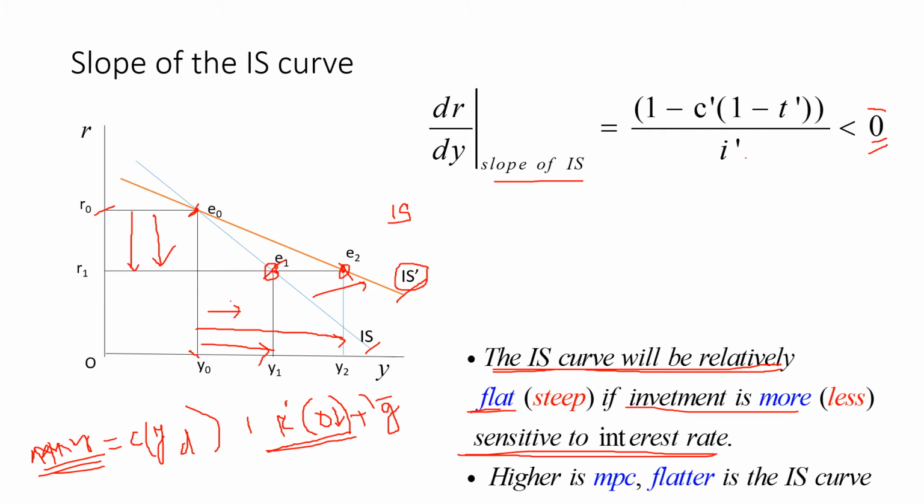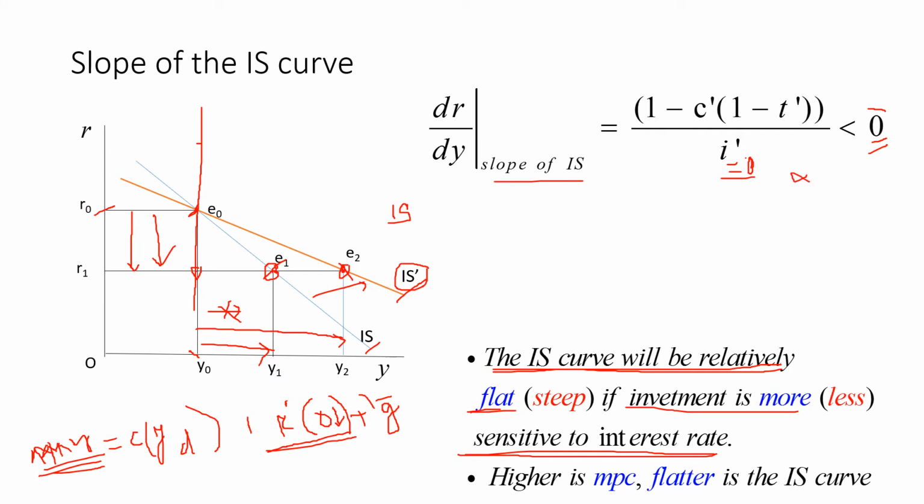In that case, you will have the second point, which is here maybe. And in that case, your IS curve is going to be vertical like this. This is another extreme. This is possible when the investment function is not sensitive at all. Just consider I prime equal to 0. No sensitivity means I prime is equal to 0.